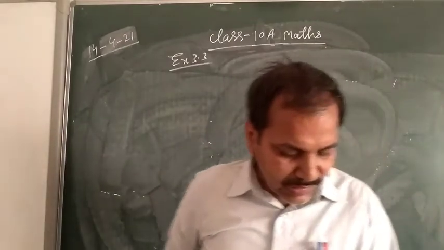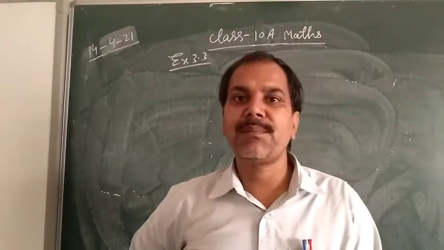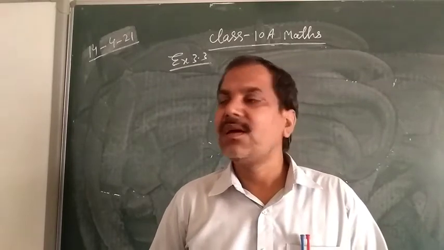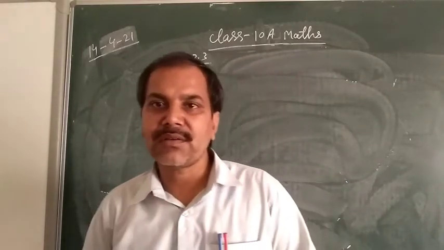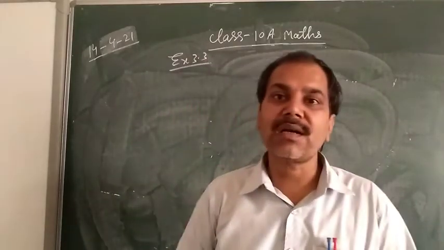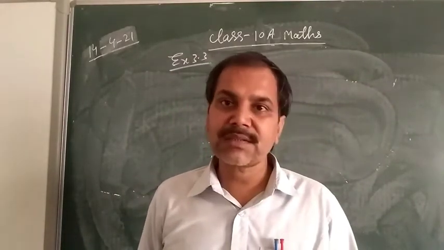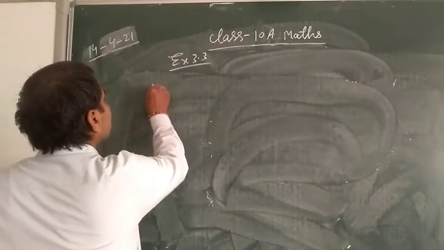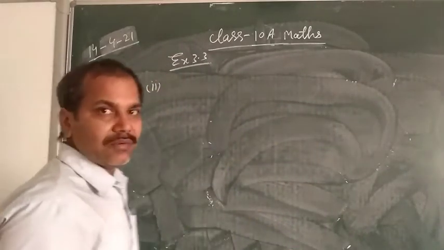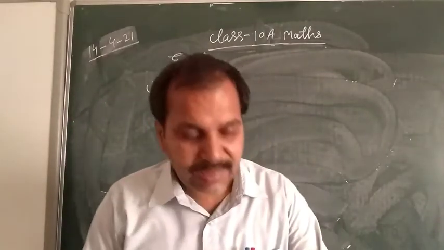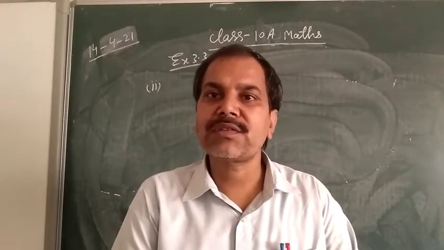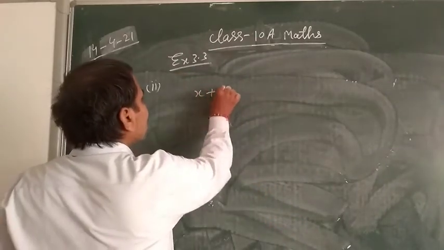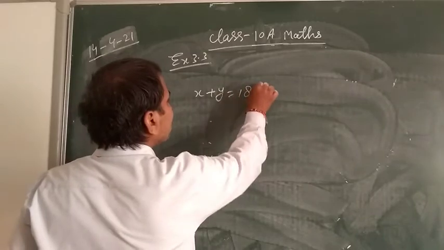Second part, the larger of two supplementary angles. Supplementary angles, you know that when the sum of two angles is 180 degrees, these angles are called supplementary angles. So one angle suppose x, another suppose y. The second part I am telling you, you try to do by yourself. Let x and y be two supplementary angles. Clear? So their sum will be 180, this is the equation.